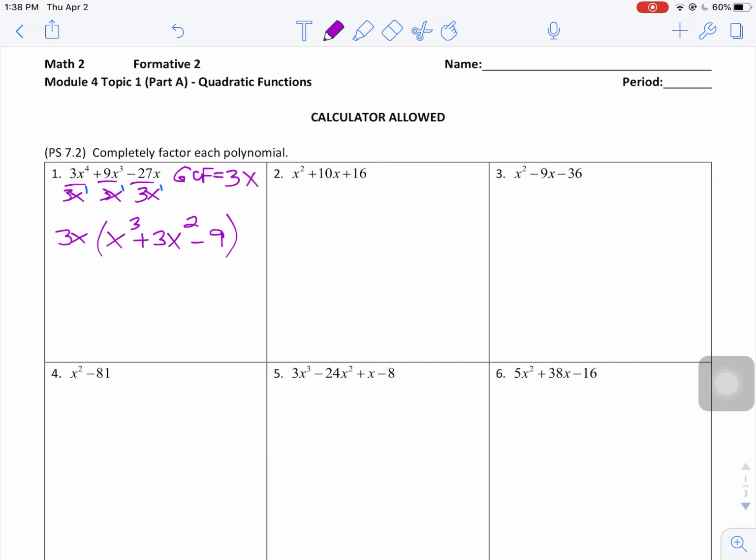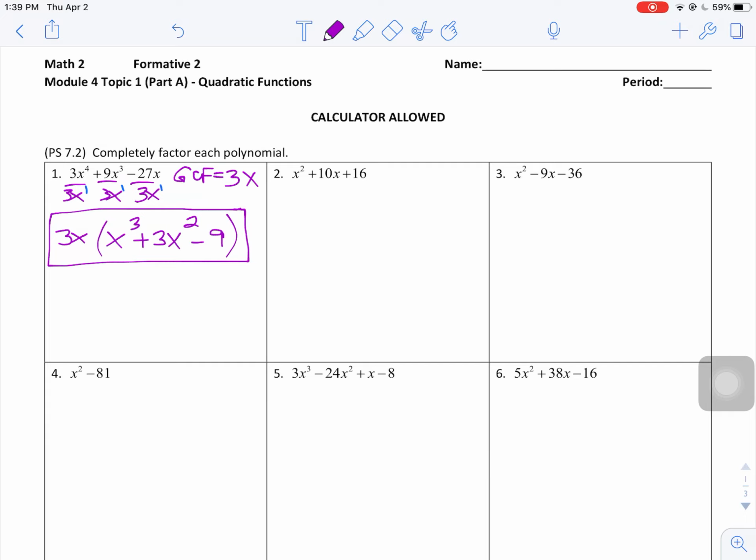When we look at our leftovers, we see a trinomial, but that first term has an x to the 3rd, so we cannot factor this any further. If that first term had been an x squared, then we would look into trying to factor a basic trinomial, but since that first term is an x to the 3rd, we just stop there.